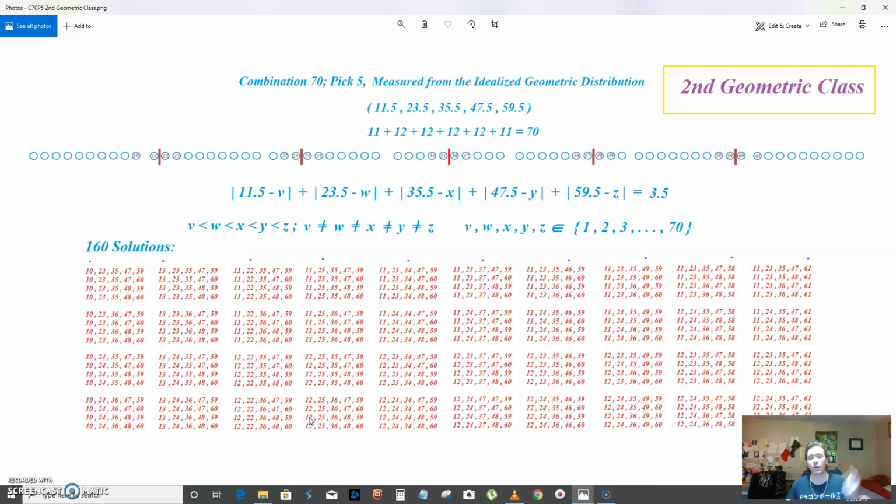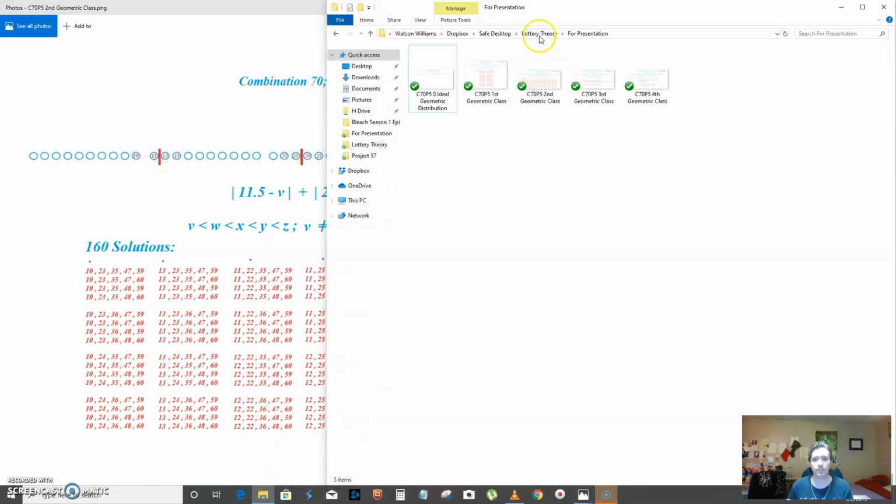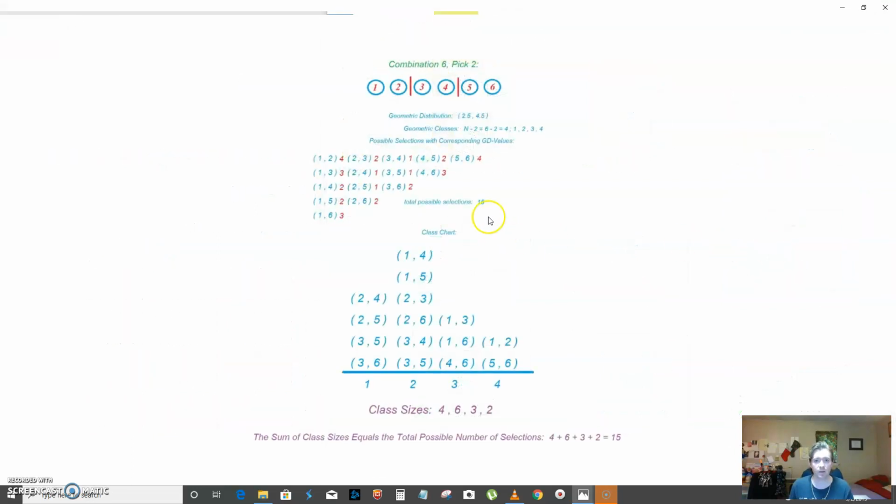Because if you'll recall from the first video, if you sum the possible combinations for each geometric class, then you get the raw total number of possibilities.